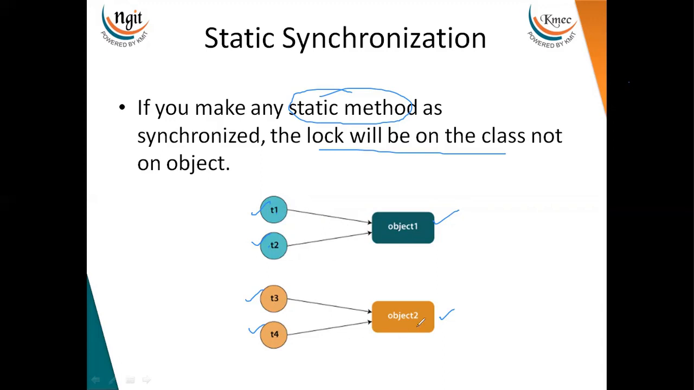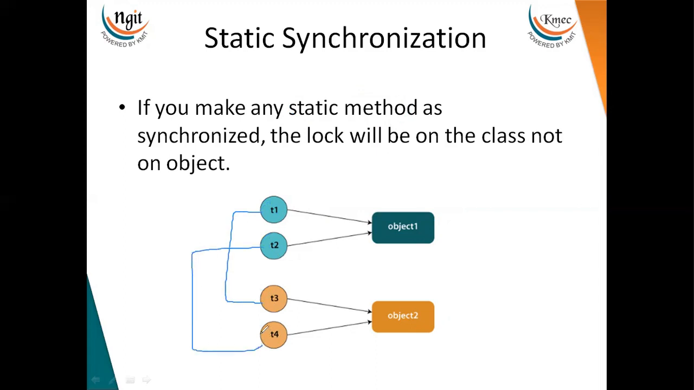In the same way, if you make object 2 synchronized, or make that method or block synchronized, then there cannot be interference between T3 and T4. But there may be a chance of interference between T1 and T3, and T2 and T4, right? Because they belong to the same class. Now, sir, I don't want interference between T1 and T3, T2 and T4. Then to resolve this problem, we need static synchronization.